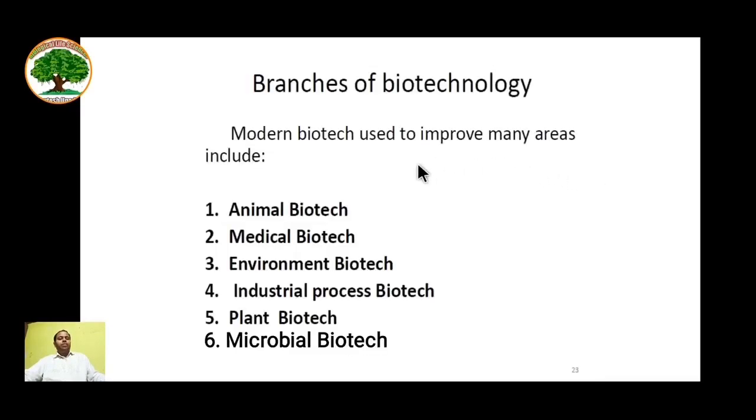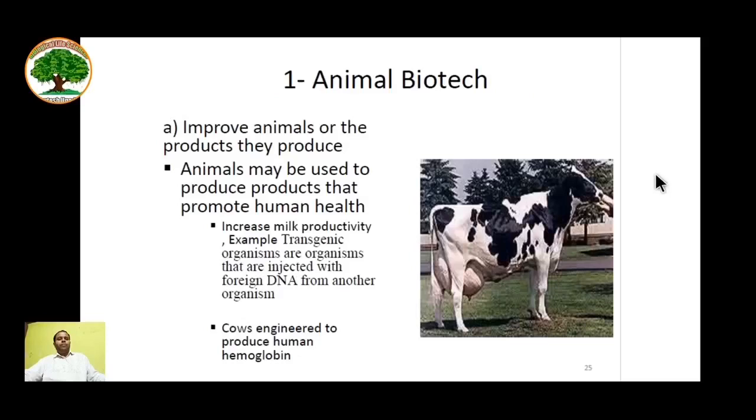Let's see the different branches of biotechnology, or the ways biotechnology approaches. In modern biotechnology, there are different areas and it is still growing. Major areas are animal biotech, medicinal biotech, environmental biotech, industrial process biotech, plant biotech, and microbial biotech. Let's see one by one. In animal biotech, these techniques are used to improve animals, mainly domestic animals, and to produce products that promote human health. For example, increasing milk productivity.